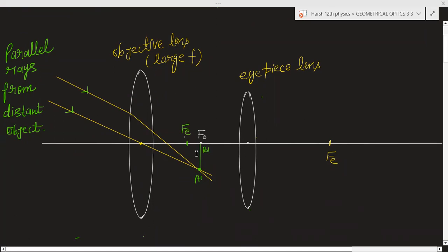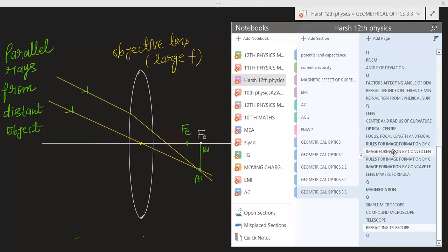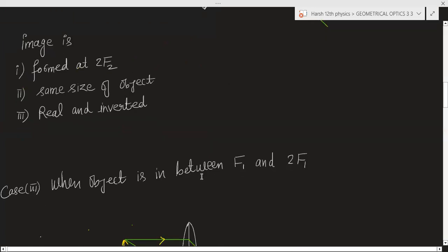Understand now what I'm saying? This image is lying in between the optical center and the focus of the eyepiece lens. Okay, now this is the case. You can see here. This is the case.